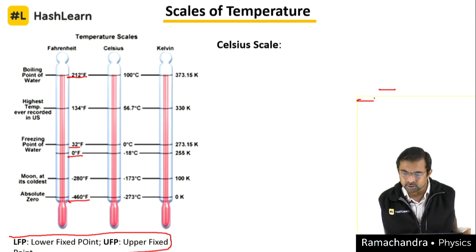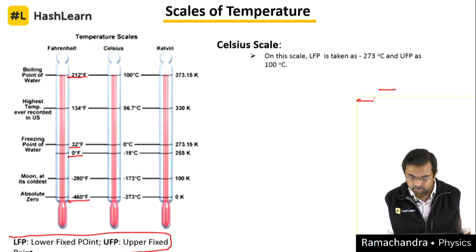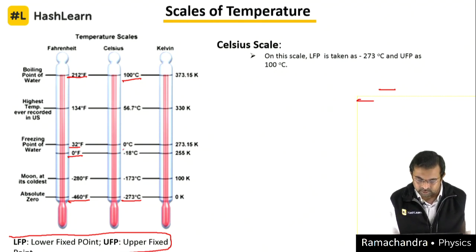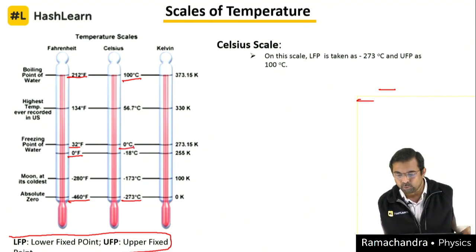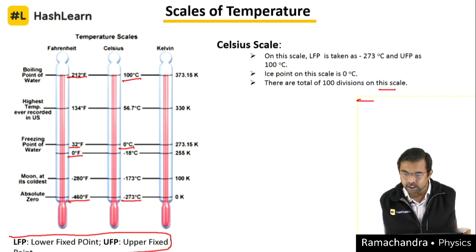The second one, the Celsius scale, has -273 as the bottommost point and 100 degrees Celsius as the uppermost point, where 0 degrees Celsius is the water freezing point. Between the water freezing point and boiling point we have 100 divisions on this scale.